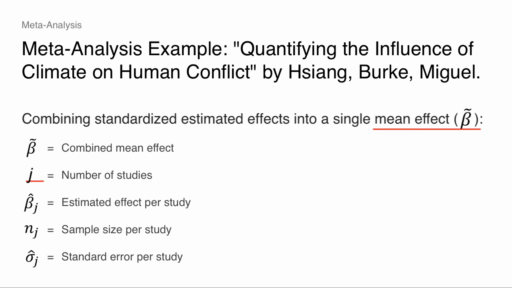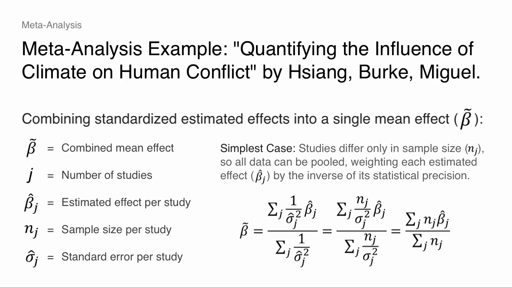Let's say we have J studies, and the estimated treatment effect is beta hat J for each one. We've got a sample size of n sub J. The simplest case is the case where all the studies were generated by the same process. There's the same underlying beta, same sigma, but the different studies just have different sample sizes.